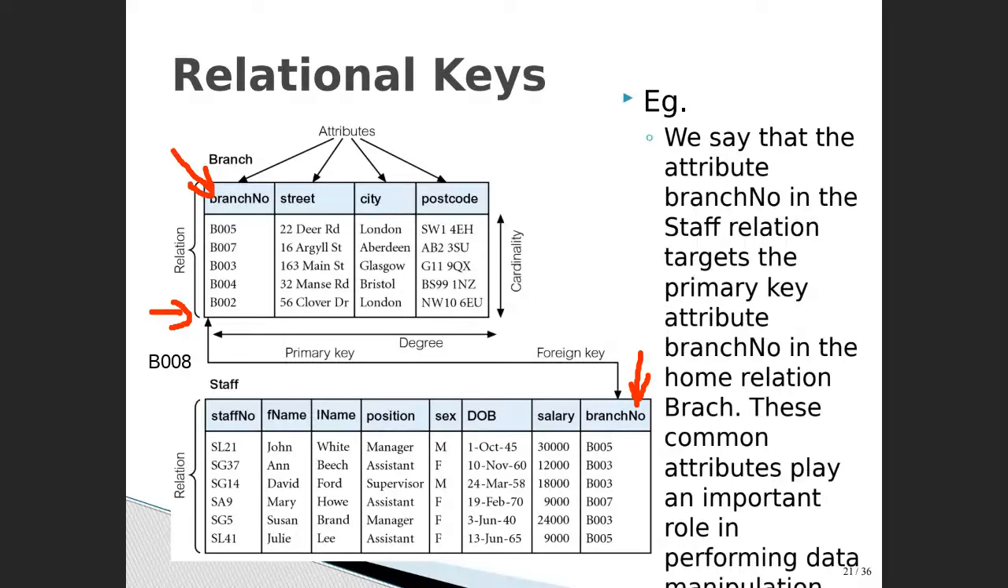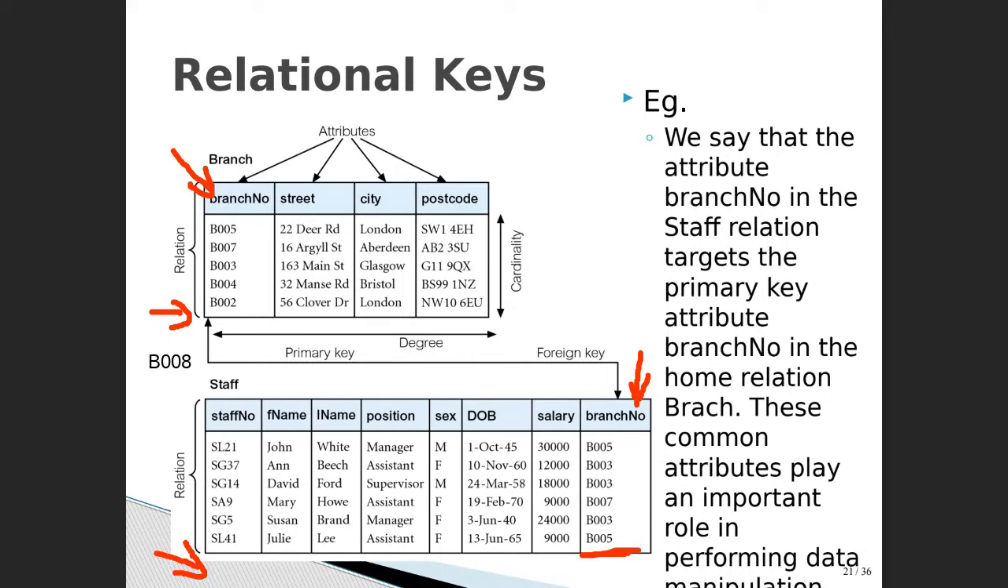But until that process is done in the future, what we need to do here? We added the information for Abdul Mannan. Staff number, first name, and now branch number is not there. B008 is not added yet. Okay, the street, city, postcode, it's not added yet. So can we say, when we add Abdul Mannan here, that we are going to add B008 here? Can we do this? It's not there, we cannot do that.